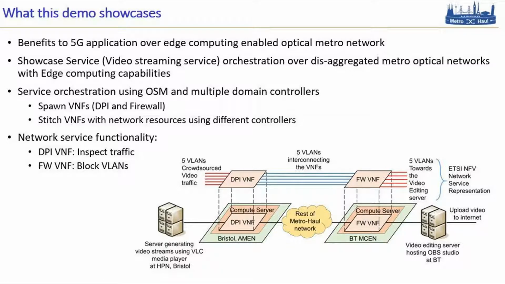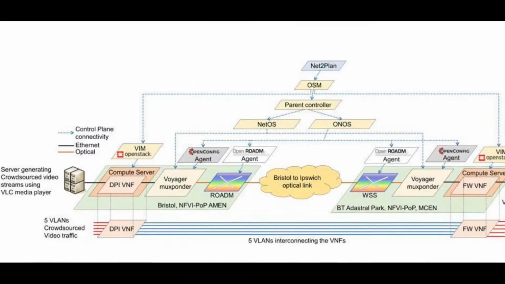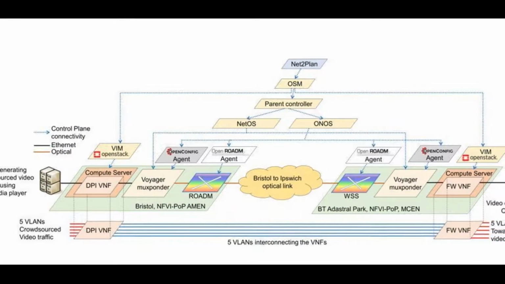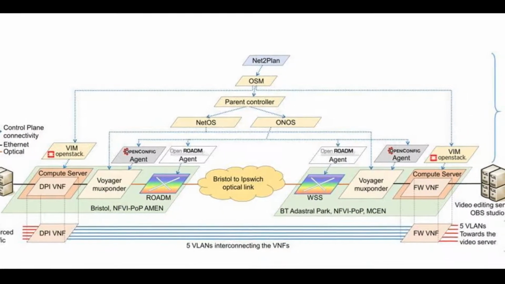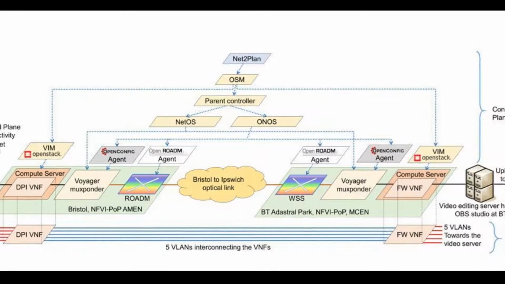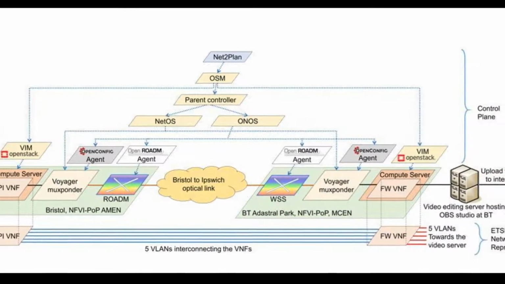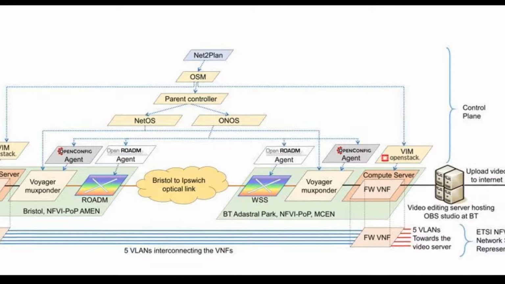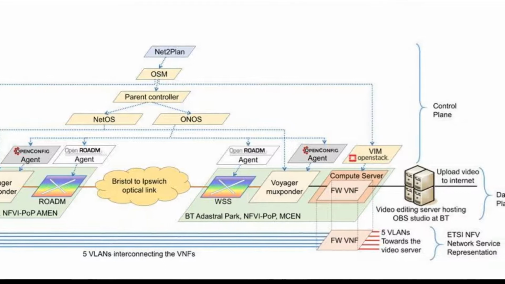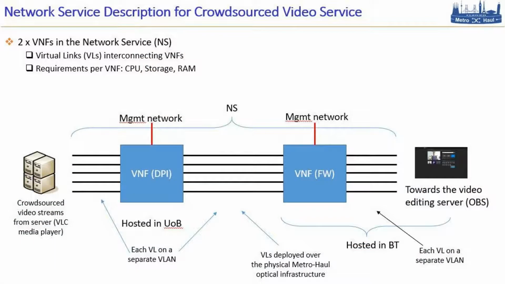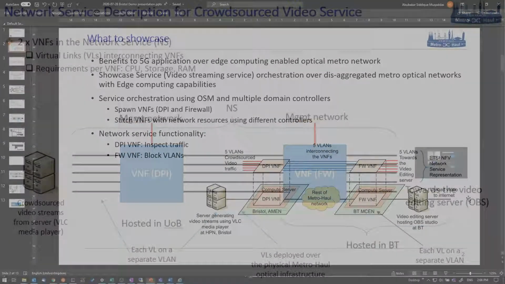All the while we are using Metro-Haul components: compute instances, an optical network, and disaggregated metro optical networks with edge computing capabilities. We are using service orchestration with OSM and multiple domain SDN controllers, which are spinning up VNFs and then stitching the VNFs with network resources using different SDN controllers. Then we have the individual VNFs which have some functionality. We have a DPI VNF from which we can inspect some traffic and get traffic analysis, and there's a firewall VNF if you want to block some VLAN.